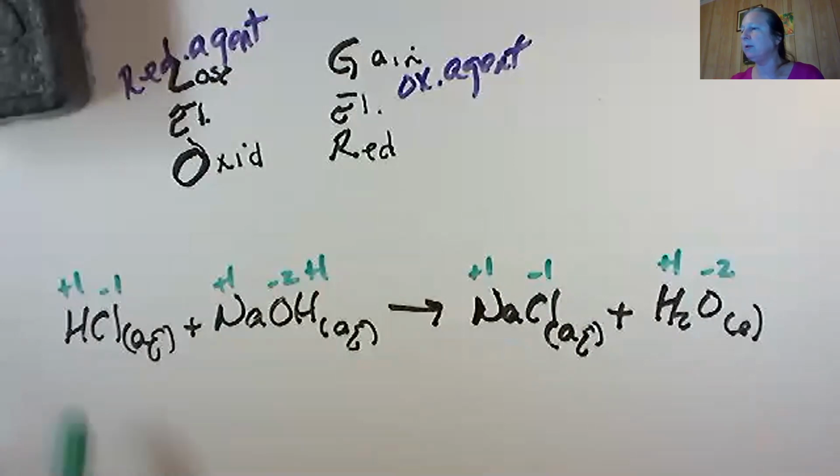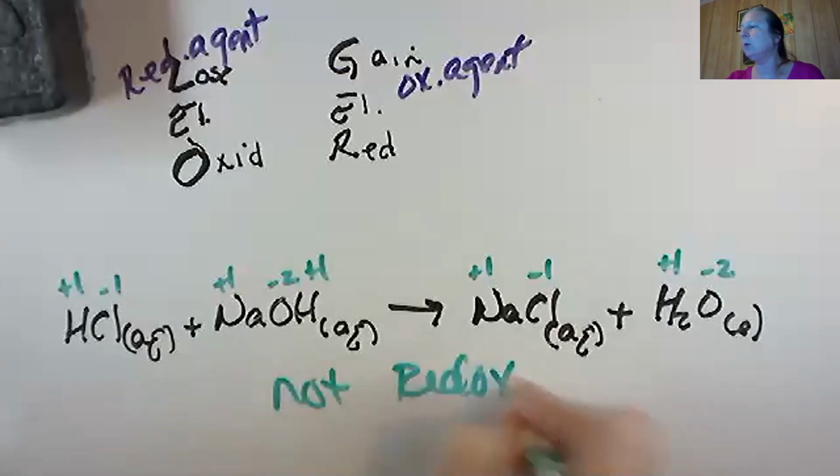Is anything changing? My hydrogen is +1 here, both places. It's +1 here. My chlorine is a -1 here, and it's a -1 here. My sodium is +1, both sides, and my oxygen is -2. This is not a redox reaction. Nothing changed. The only thing you look at to determine if something is redox is, did the oxidation number change? No, they all stay the same. This is acid-base, this is neutralization, but it is not redox because there was no oxidation reduction going on.